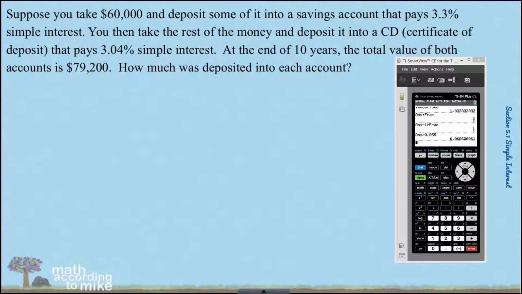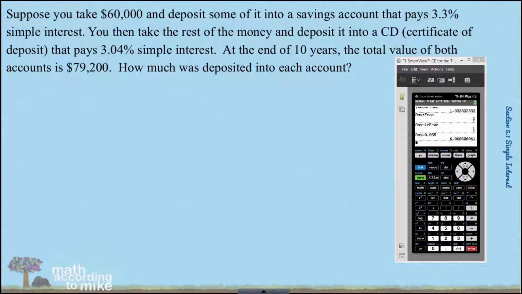Suppose you take $60,000 and deposit some of it into a savings account that has a 3.3% simple interest rate, and the rest you put into a CD that has a 3.04% simple interest rate. After 10 years, you have $79,200 in both accounts. How much did you put into each account?